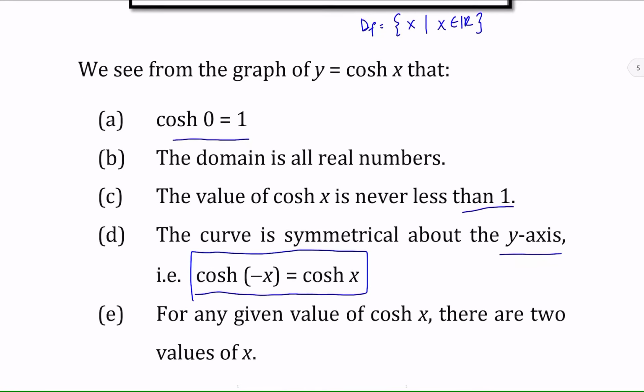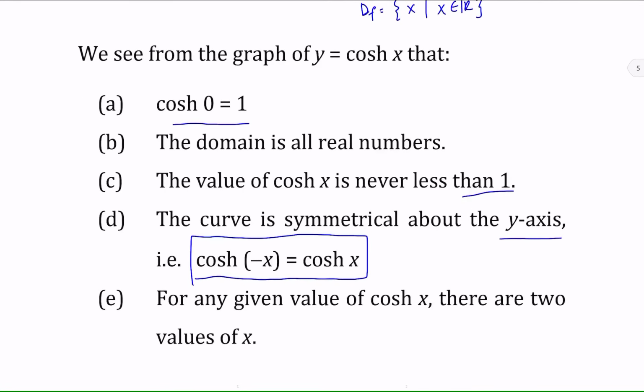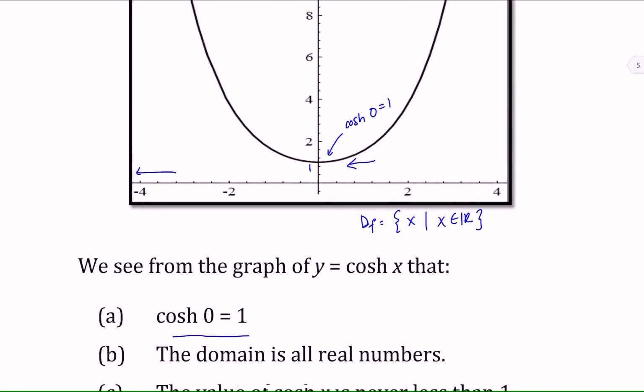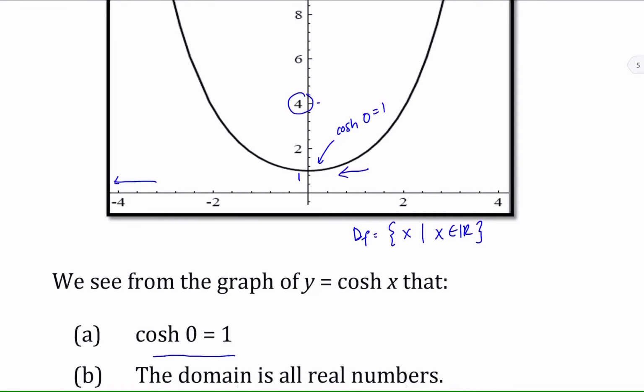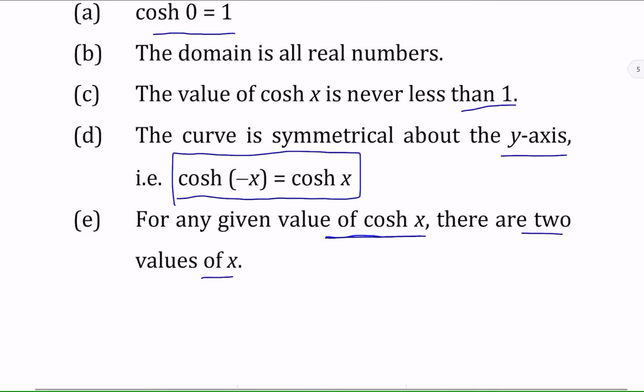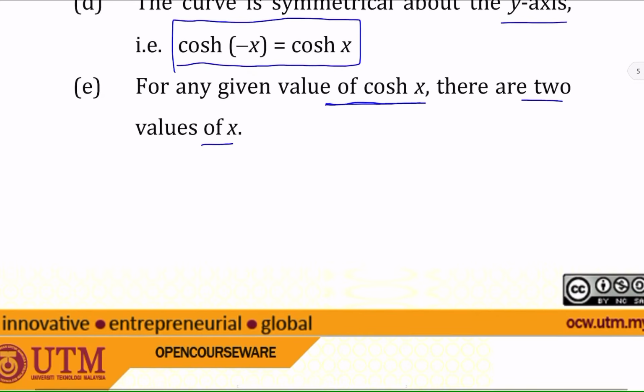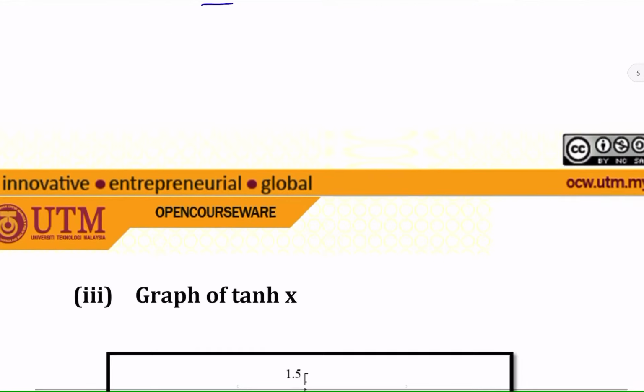Okay, so for any given value of cos x, there are two values of x. If we have one value of y, there are two values of x. If you look at here, let's say we have one value of y. We will obtain two values of x, one value and another value. Meaning that for one value of y, we will obtain two values of x. So it is not one-to-one.